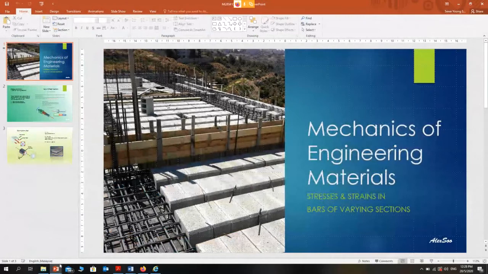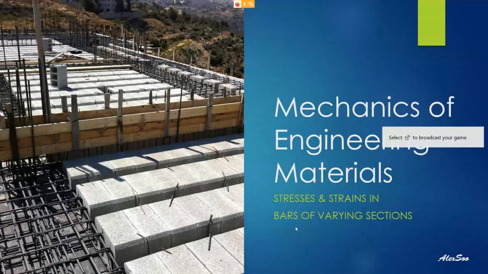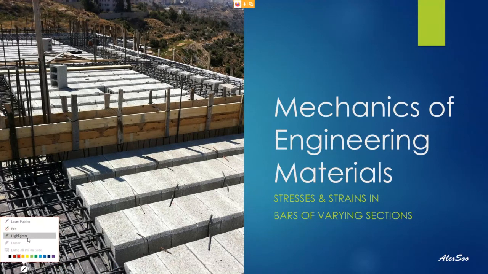Now this part here, we are looking at compound bars. The other day, I taught you how to use the principle of superposition. Today we are looking at compound bars. So you have bars of varying sections. One of the methods we use in solving questions on bars of varying sections, that I have shown you, is the principle of superposition.